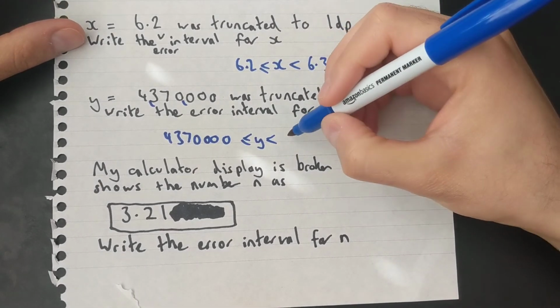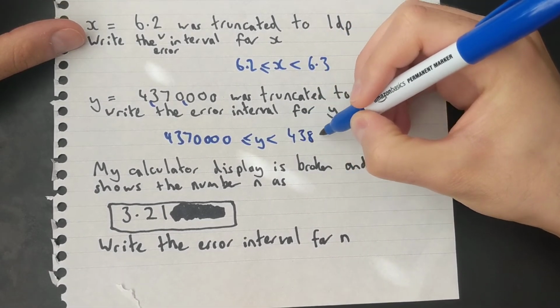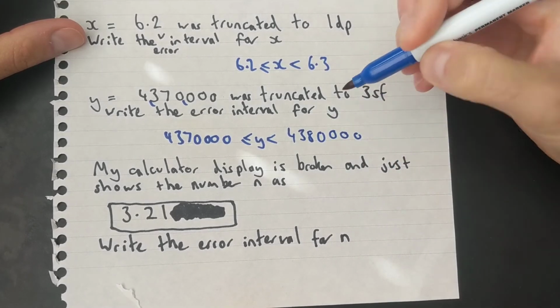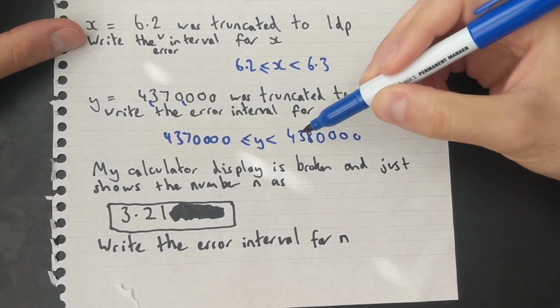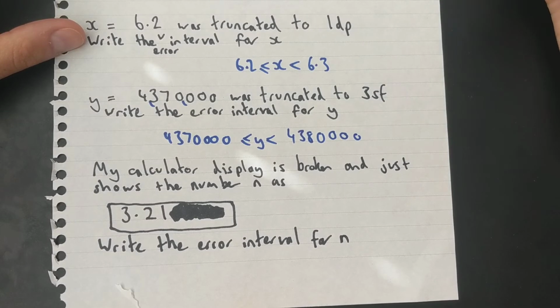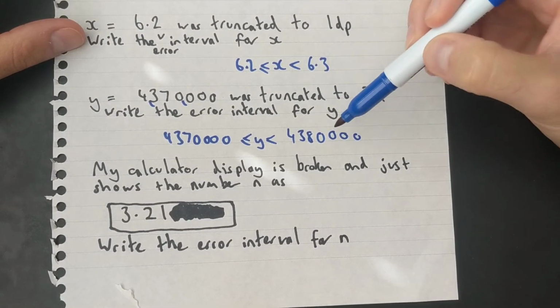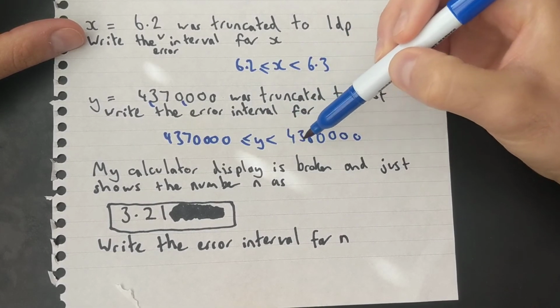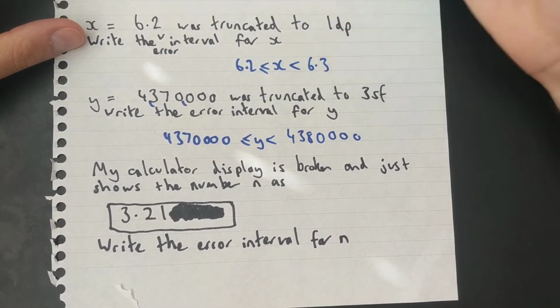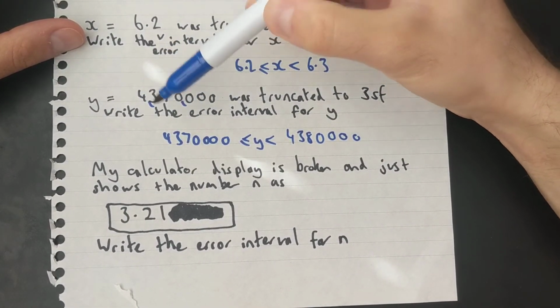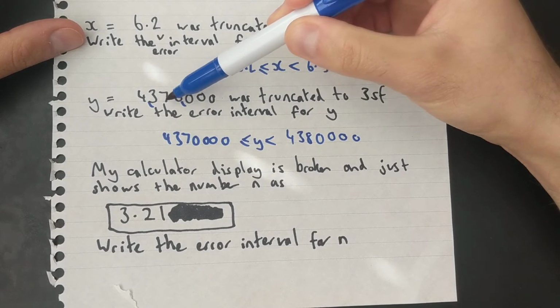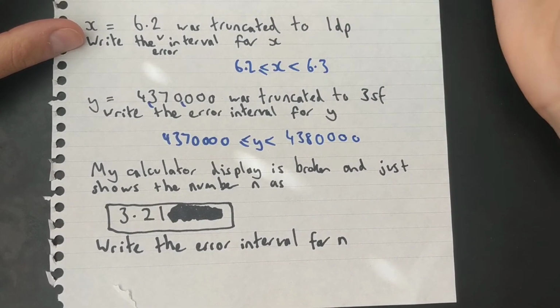The biggest value that could be then would be 4,380,000. Here again, it can't be this value because this would get truncated to a different value. But anything between this range, not equaling this, would get truncated to this. So for when it's truncated, it's going to be this value, and then here I'm going to have to add on the 10,000. That's effectively what we've rounded it to.